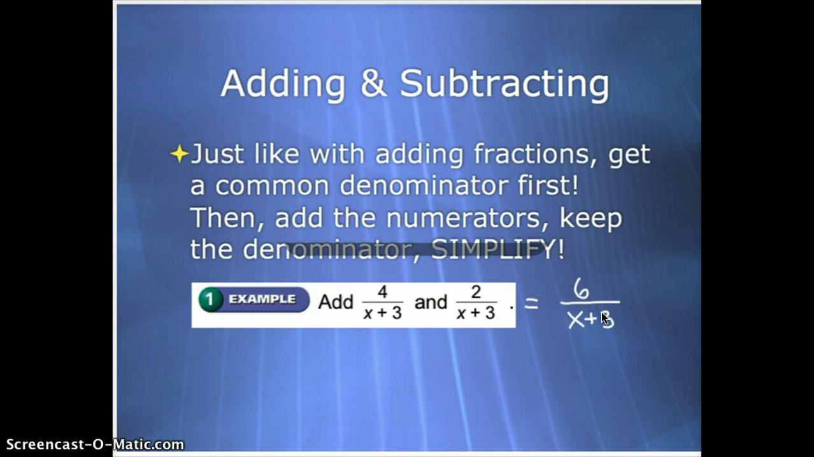There's nothing here I can reduce because there are no common factors. X plus 3 has that plus in it, it's not 3x. So 6 over x plus 3, that's my final answer. Okay.